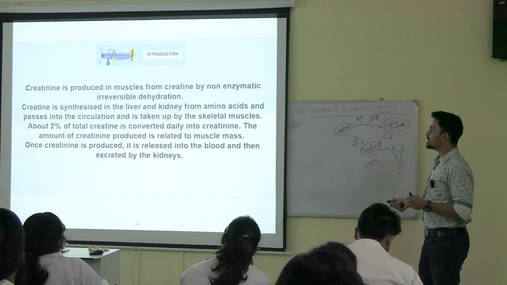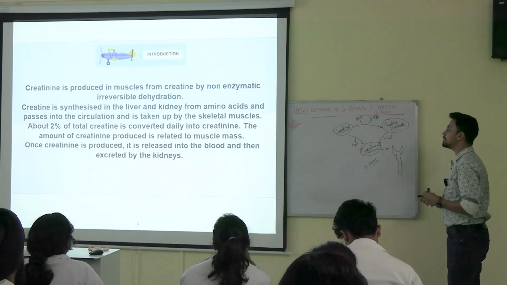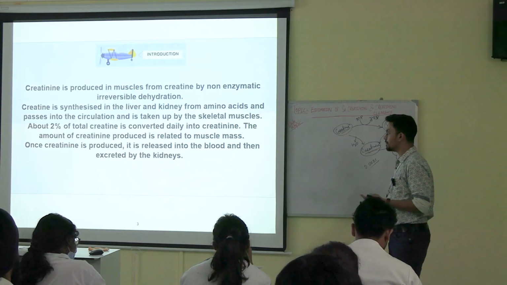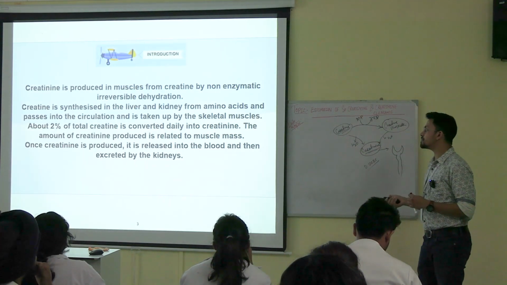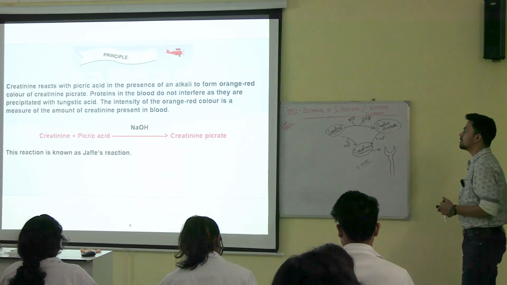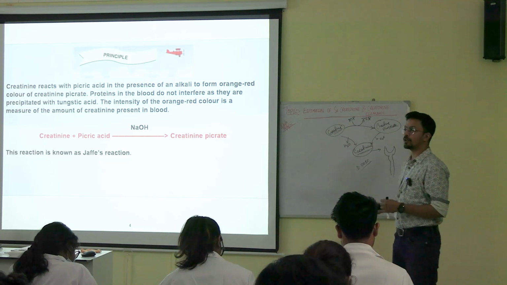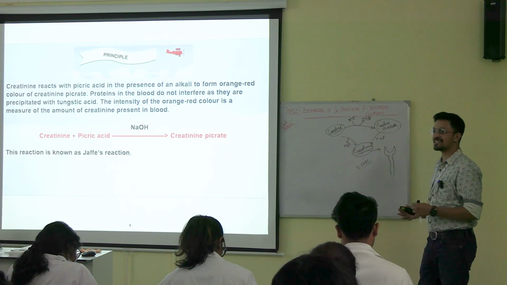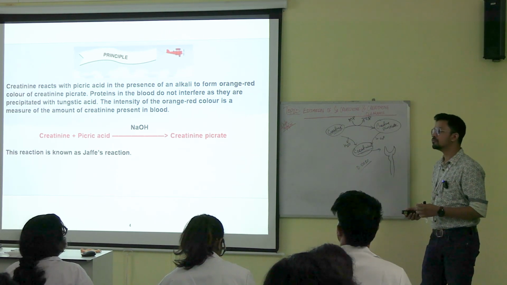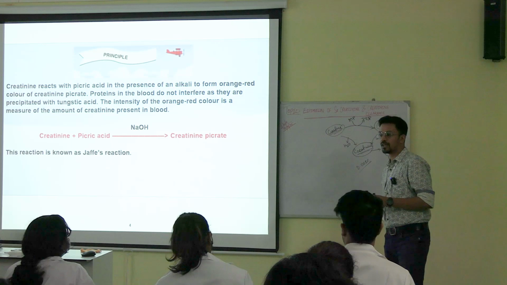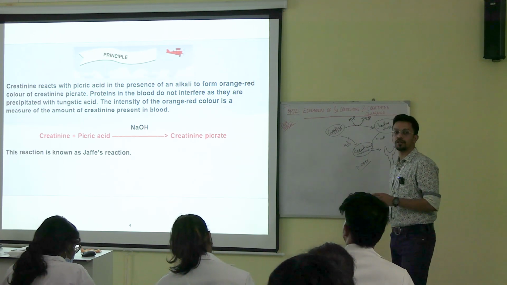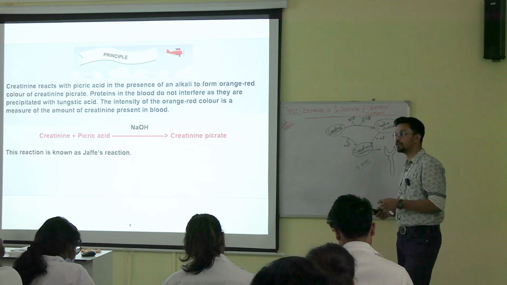Now the amount of creatinine produced is related to the muscle mass. The more the muscle mass, the more will be the creatinine level in your body. Once the creatinine is produced, it is released into the blood and then excreted by the kidneys. Now the test that we are performing today to estimate the serum creatinine is known as the Jaffe's reaction. It has already been covered. You have a little bit of idea about this Jaffe's reaction. Sir has told you already during your organic and inorganic substances of the urine.